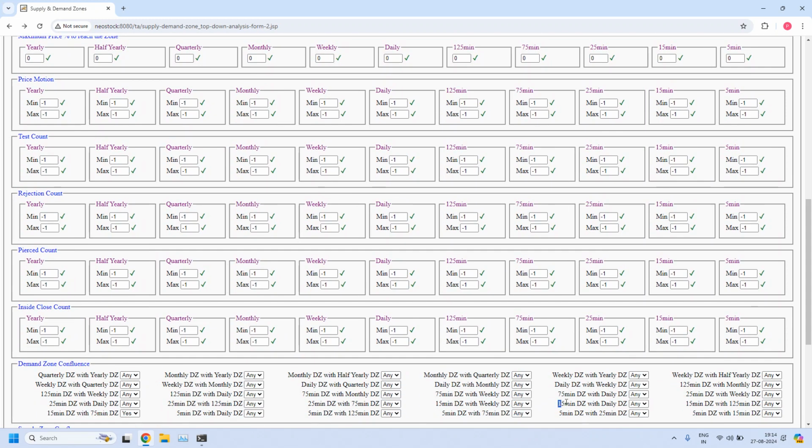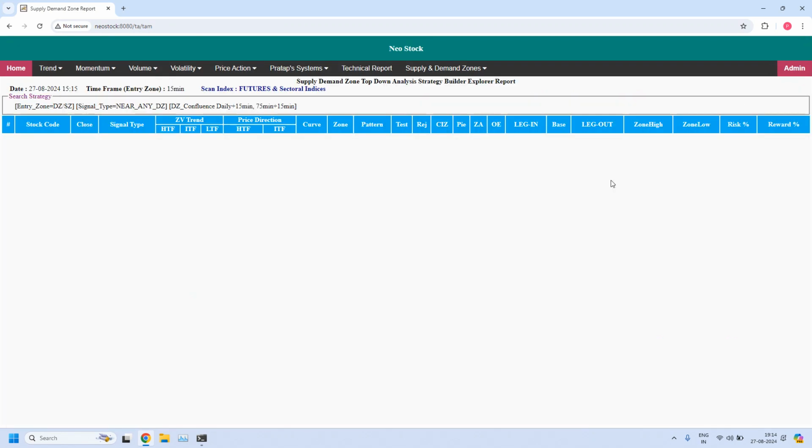So 15 minutes demand zone with daily demand zone confluence, we are verifying. 75 minutes demand zone with daily demand zone also I am verifying. With all the 3 zone confluence parameters, that is LTF, ITF, HTF, none of those stocks are having it. Good.